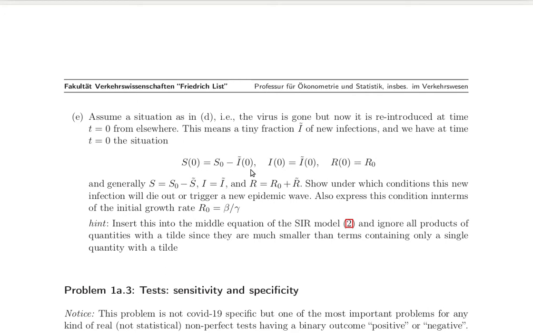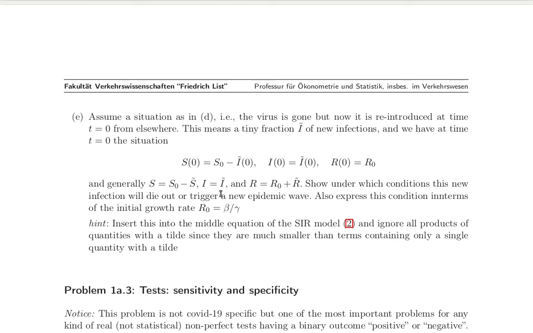So generally we introduce the small quantities with a tilde and they act as a perturbation. So generally we have S is S0 minus the small perturbation, infection rate is just the small perturbation, and also recovery rate is R0 plus the small perturbation. And now we want to show under which conditions this new infection will die out or trigger a new epidemic wave. And also we want to express the found condition in terms of the initial growth rate R0.